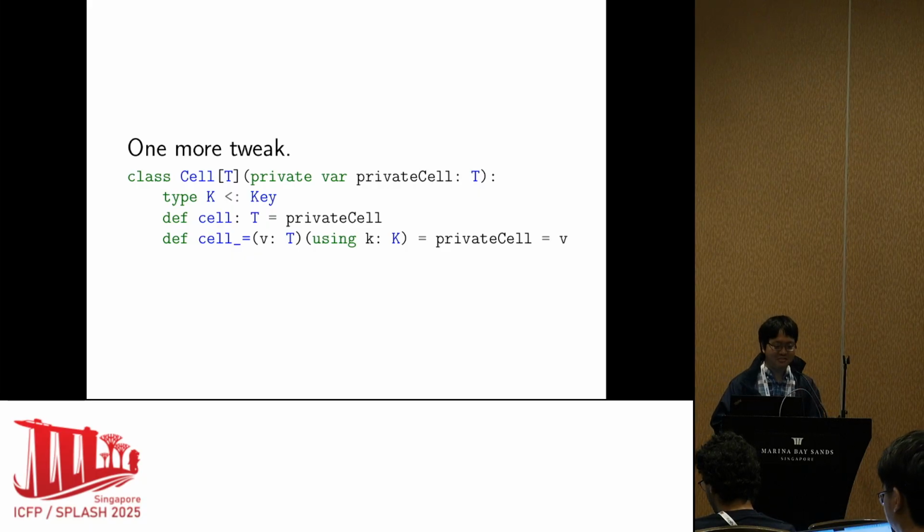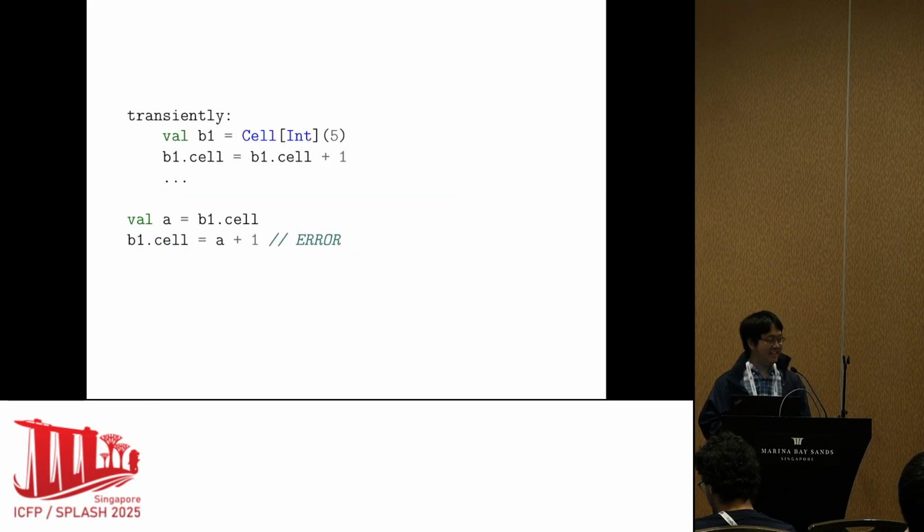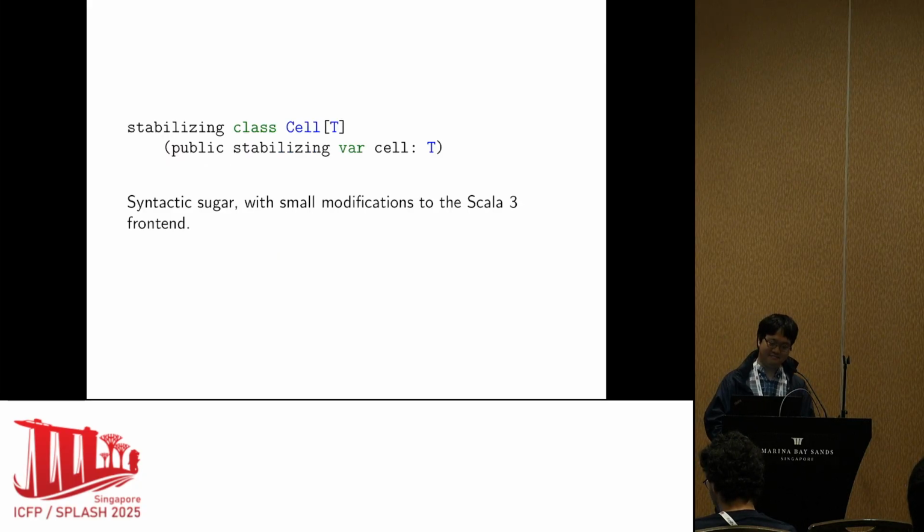I can do one more tweak. I can just turn cell, I can turn get and set into the real getters and setters in Scala. And with that, I can just write what looks like pure imperative Scala code, except with transiently to make it all look safe, and is safe-ish. And that's nice.